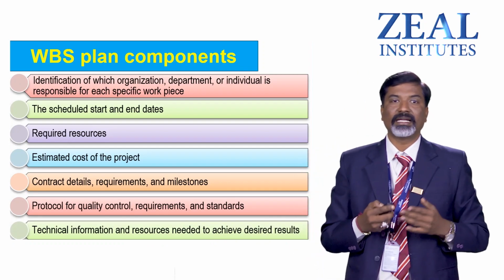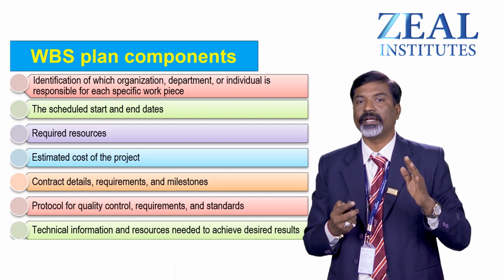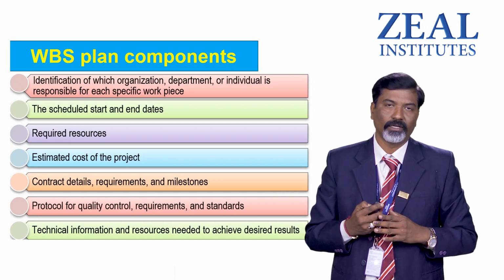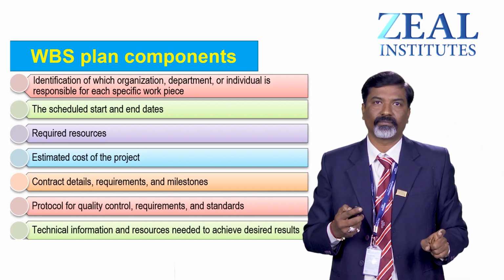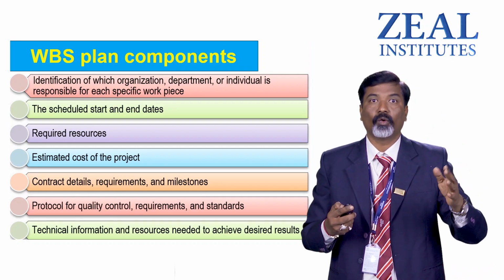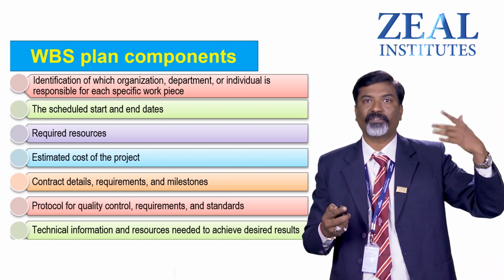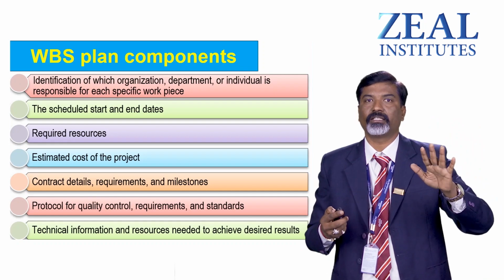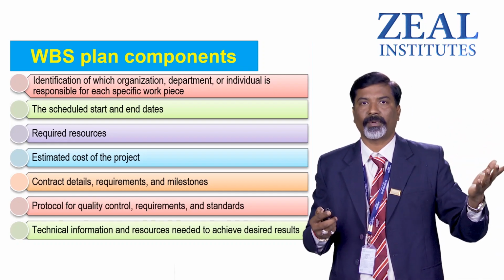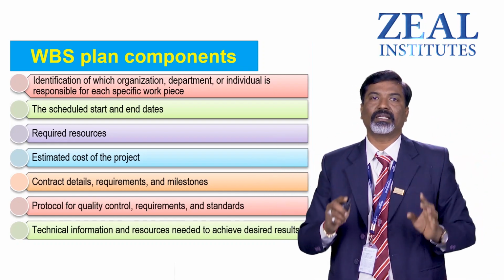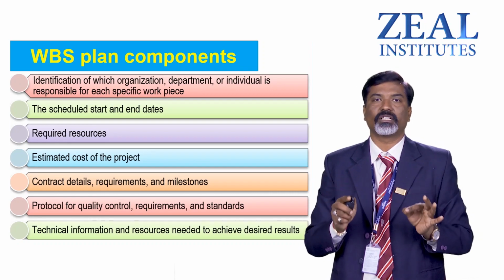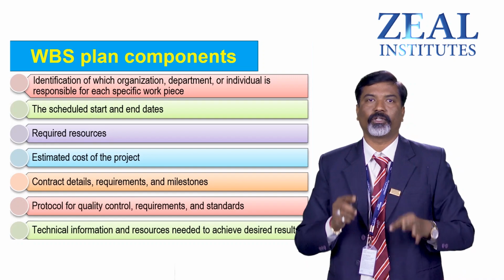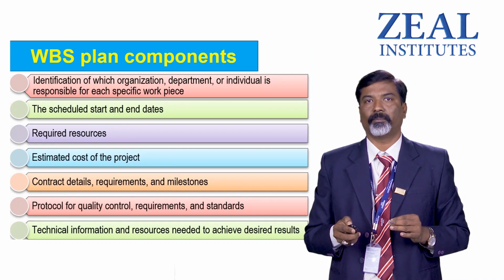And the last one is the technical information and resources needed to achieve the desired result. To complete that task, what technical resources are required? In the case of a software application, what type of backend is needed? What type of front end is needed? Whether the application is a web application, mobile application or desktop application. On the basis of that, one can select the appropriate technology. So selection of that technology is also one of the components of the work breakdown structure plan.